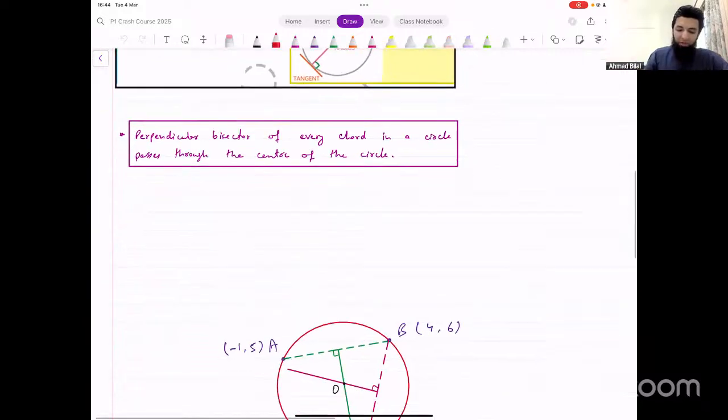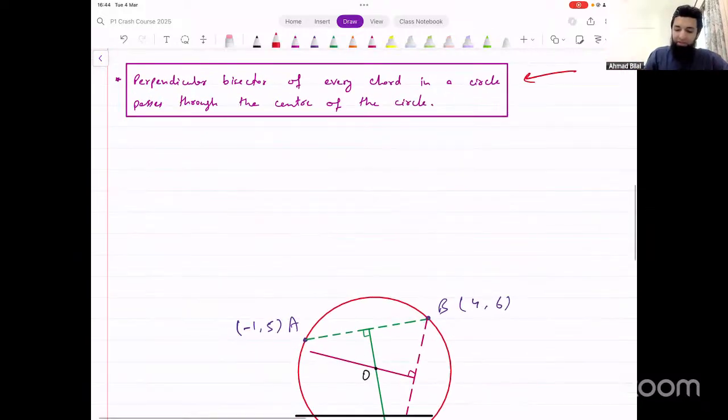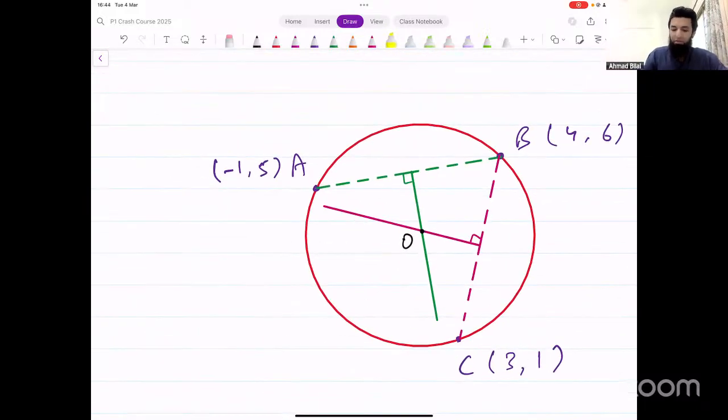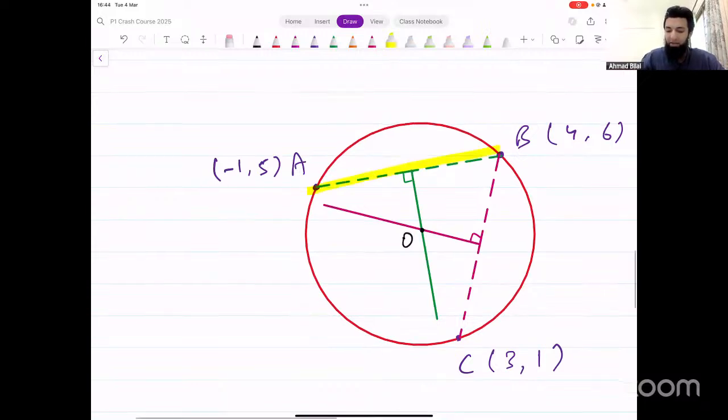using this property that we have, that the perpendicular bisector of every chord in a circle passes through the center of the circle. So if you have 3 points on the circumference, you can make any two chords using those 3 points. For example, we made chord AB in this case and chord BC. If we can find the perpendicular bisectors of these two chords, the point of intersection of those two perpendicular bisectors is going to be the center of the circle.